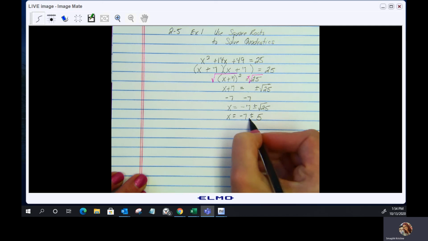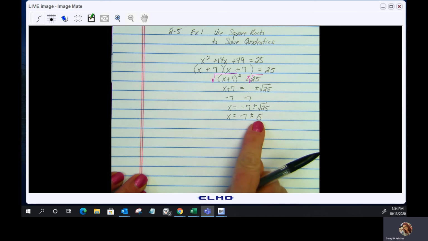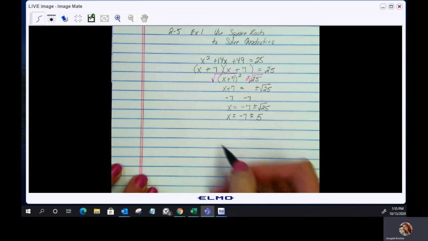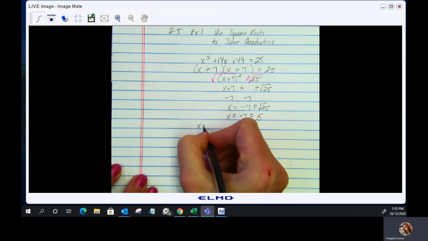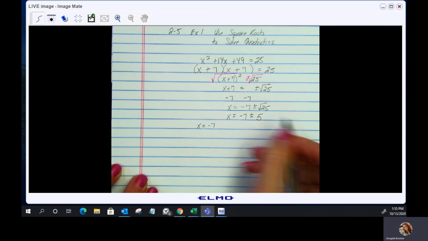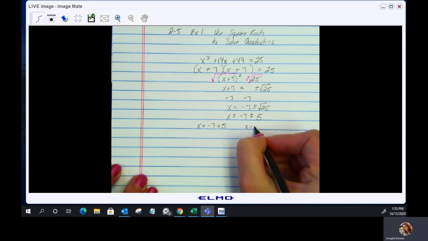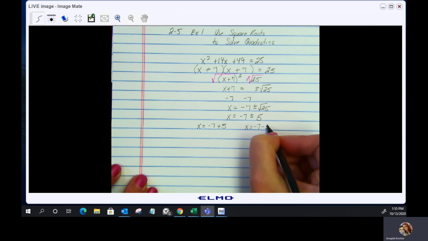Okay. Now, this tells me I have two different solutions. Remember, when we're finding solutions of a quadratic, we're looking for the x-intercepts. So this graph is going to cross the x-axis in two places. We have x equals negative 7 plus 5, and then we'd also have x equals negative 7 minus 5.